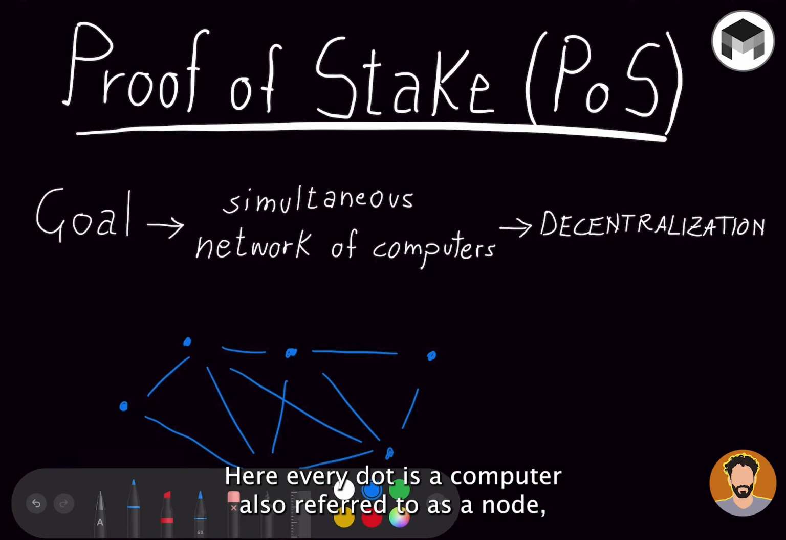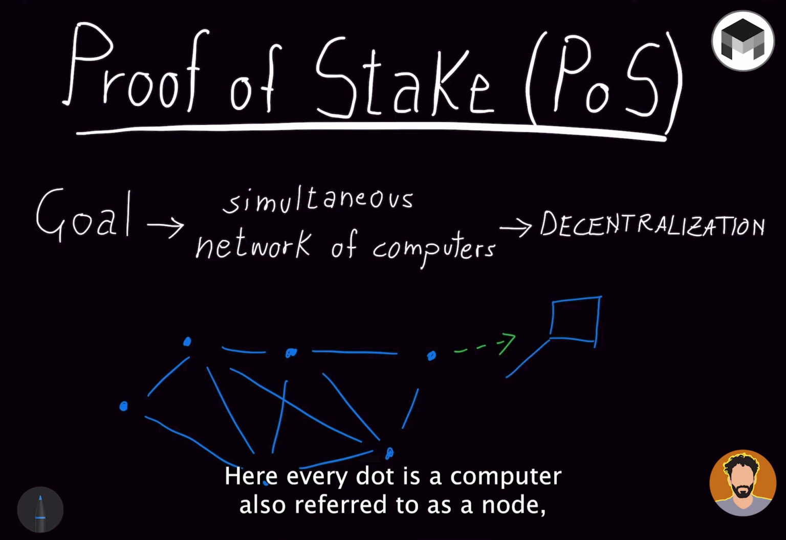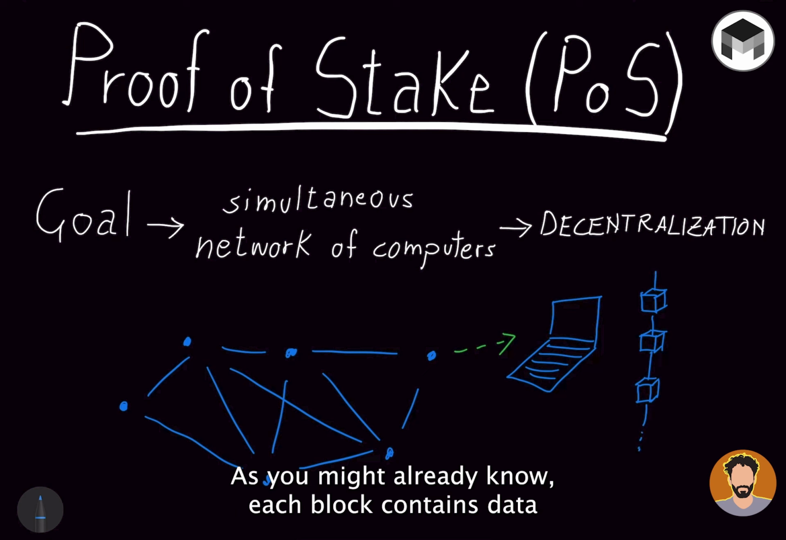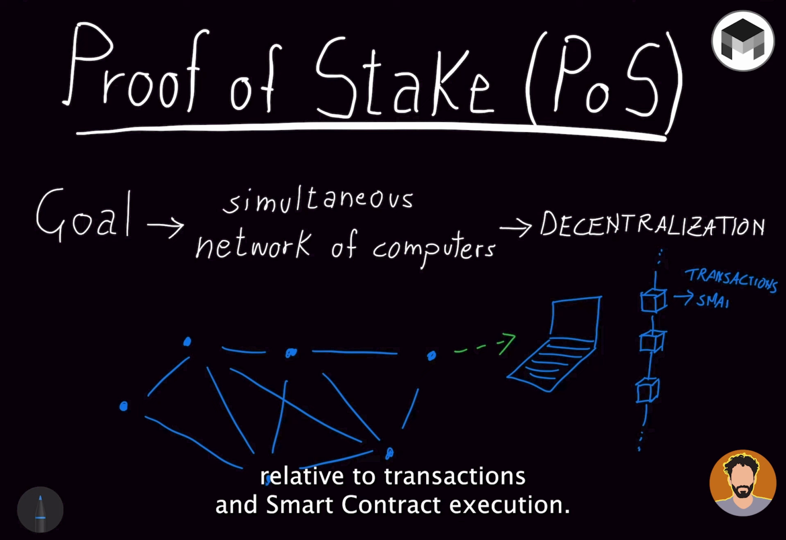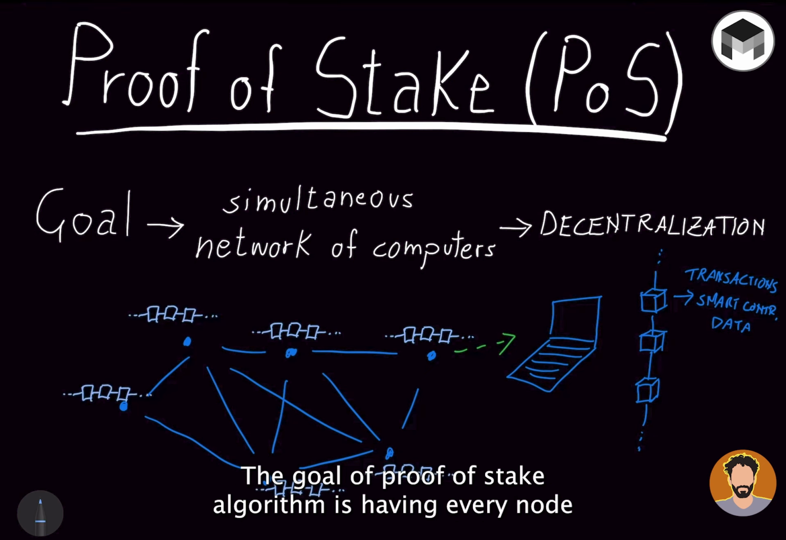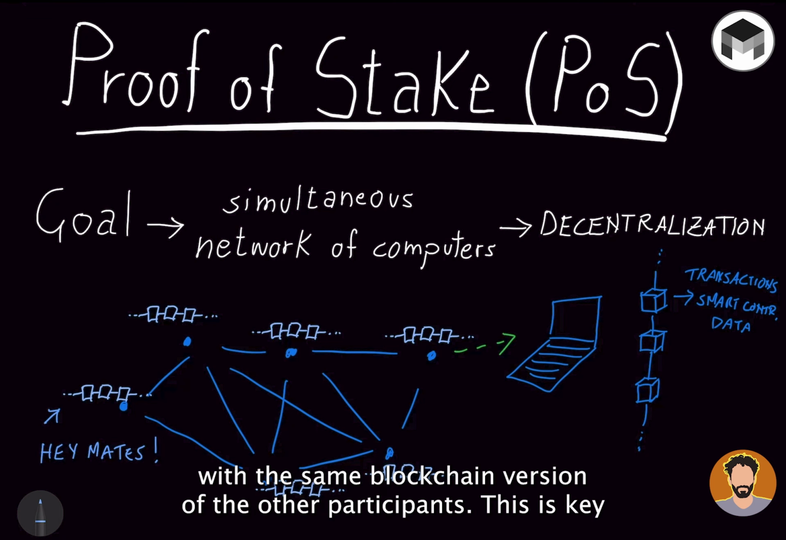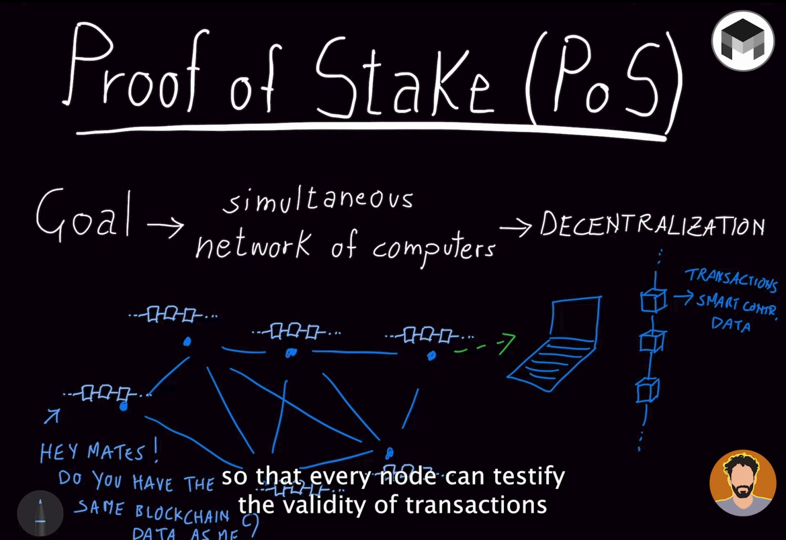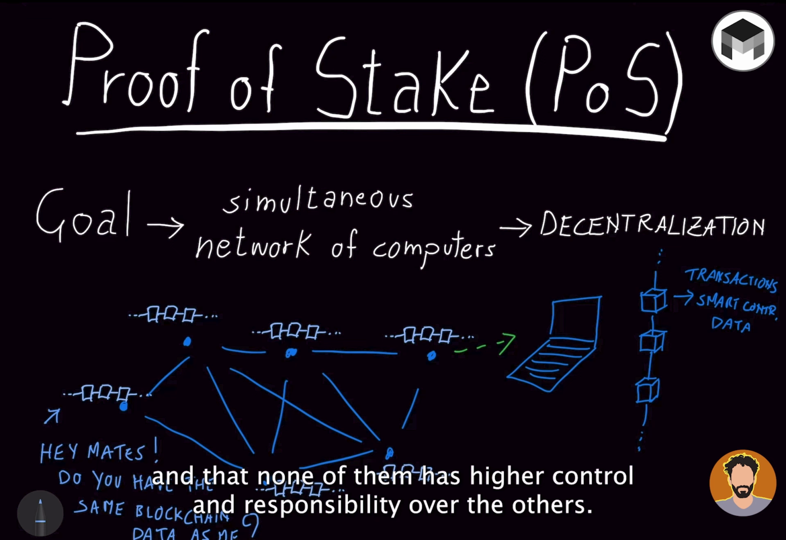Here, every dot is a computer, also referred as a node, which stores a copy of the blockchain. As you might already know, each block contains data relative to transactions and smart contract execution. The goal of proof-of-stake algorithm is having every node with the same blockchain version of the other participants. This is key in order to achieve decentralization, so that every node can testify the validity of transactions and that none of them has higher control and responsibility over the others.